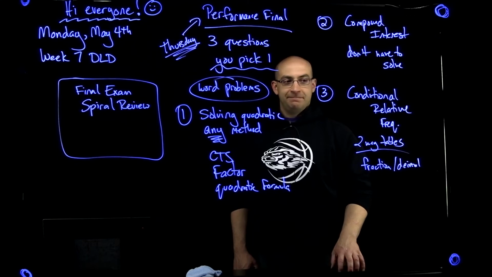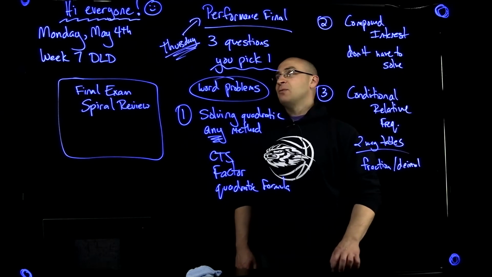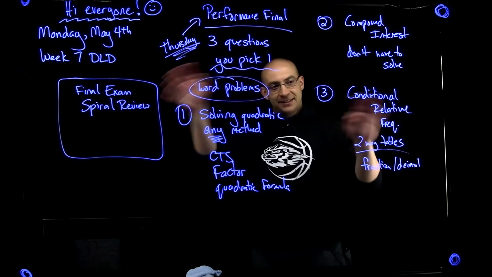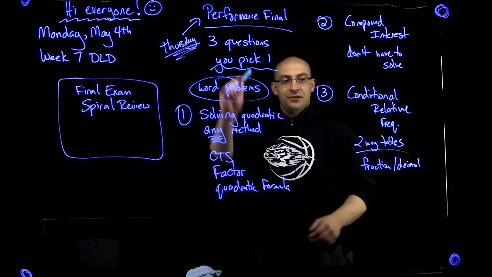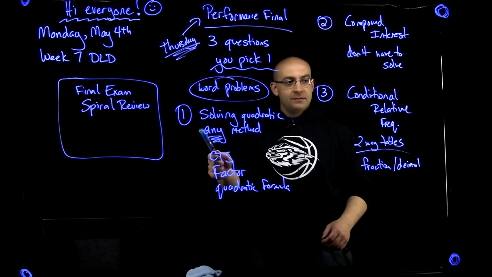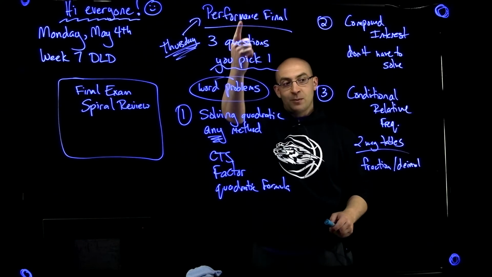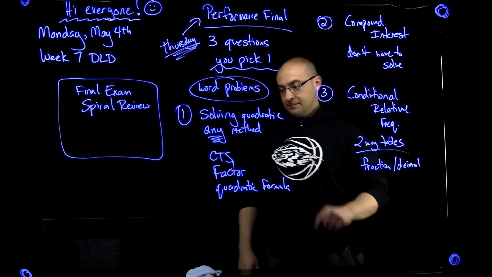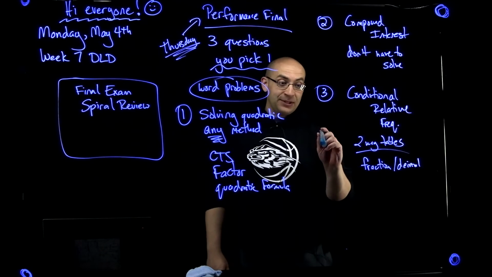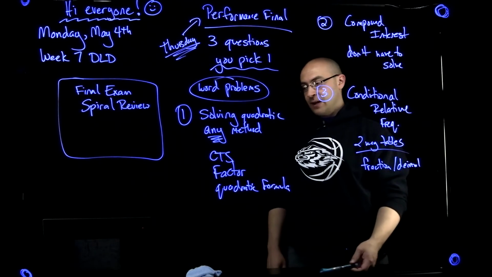All right, hopefully this was informative. I'll figure out how to make this a little less jumbly. But again, 3 questions. 1, solving the quadratic. 2, compound interest. 3, conditional relative frequency on your performance final. You're choosing 1. All right, I am able to go live with this, so we're going to see if I can make that happen this week, okay?